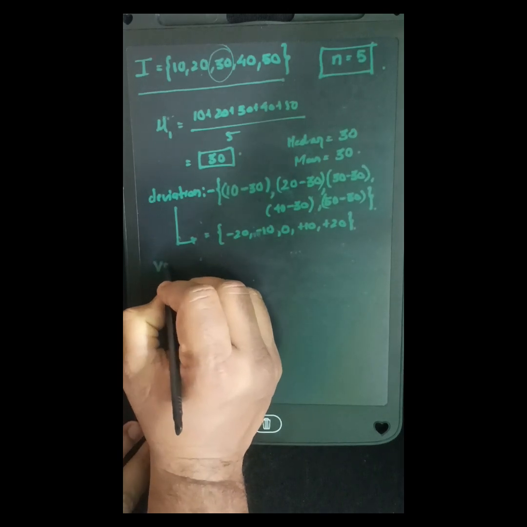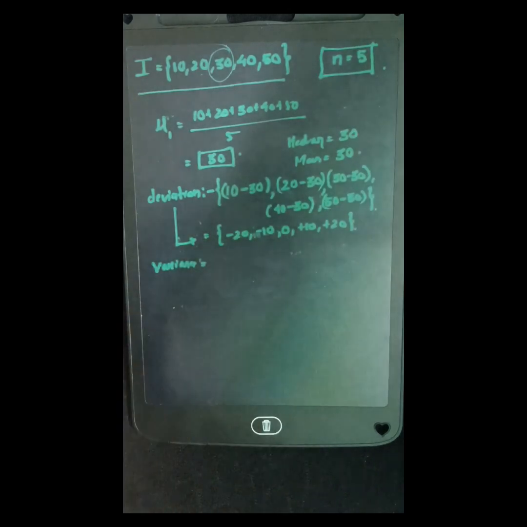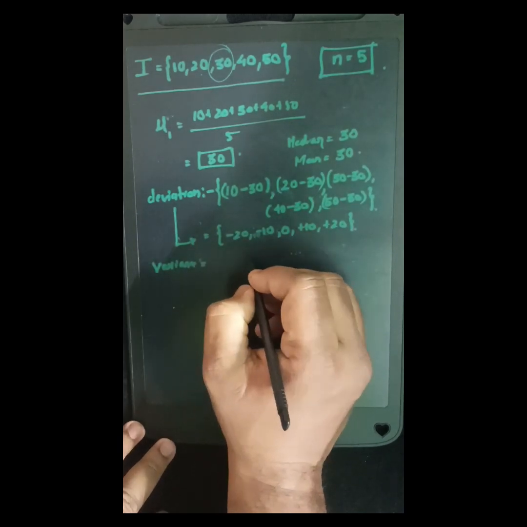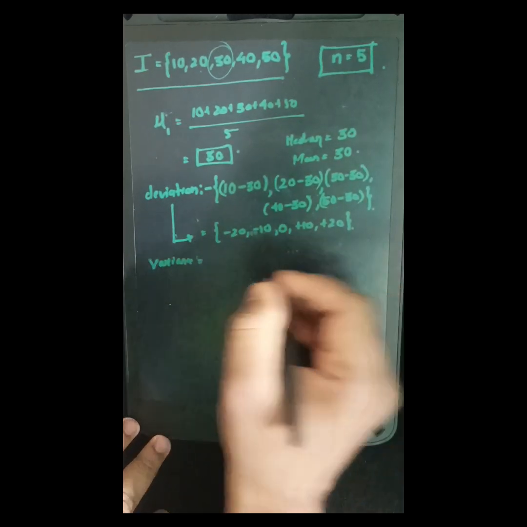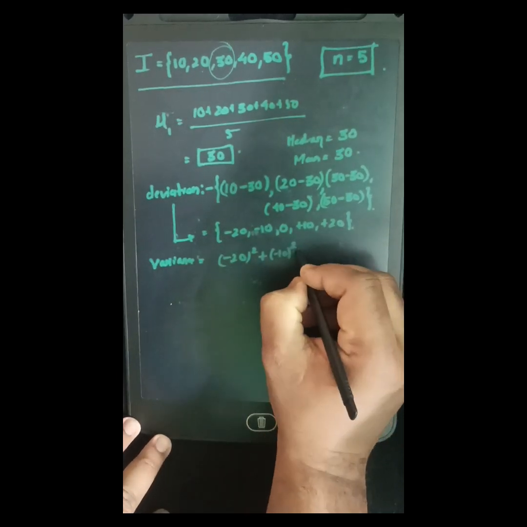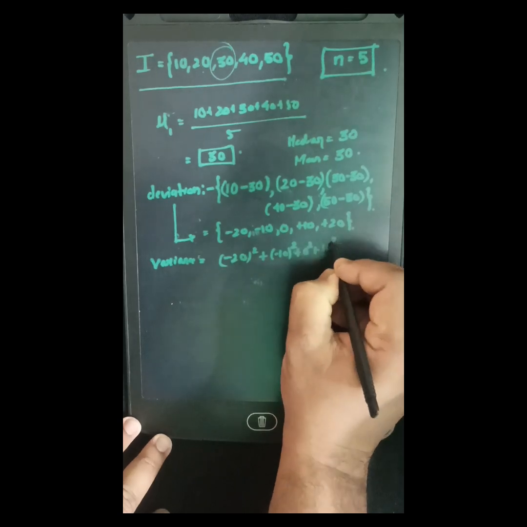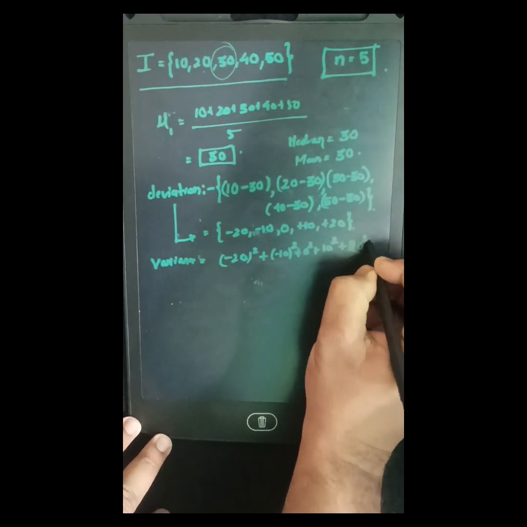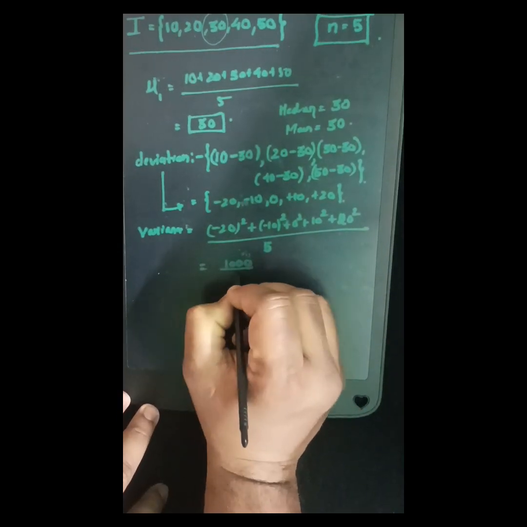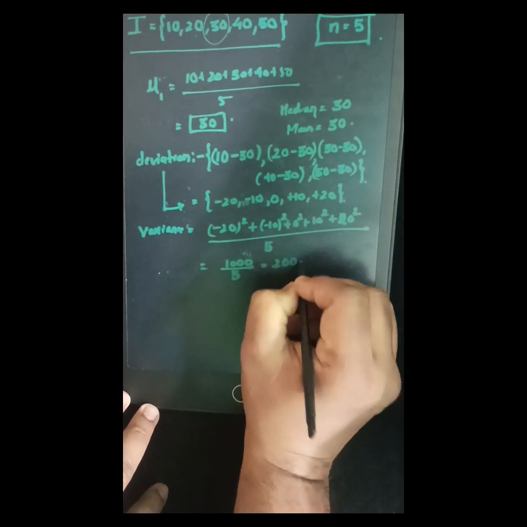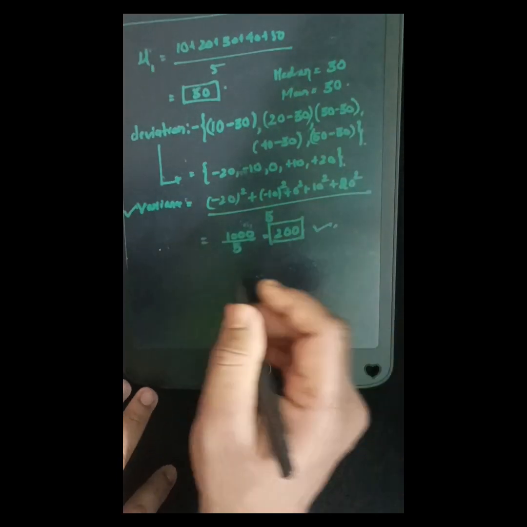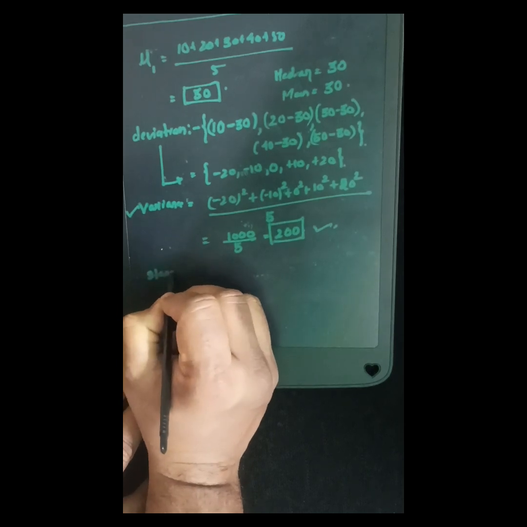So how do we calculate variance? Variance is squaring the deviations and then dividing by the number of deviations. So minus 20 squared plus minus 10 squared plus 0 squared plus 10 squared plus 20 squared, divided by 5. This comes out to be 1000 by 5, which equals 200. So the variance is 200.